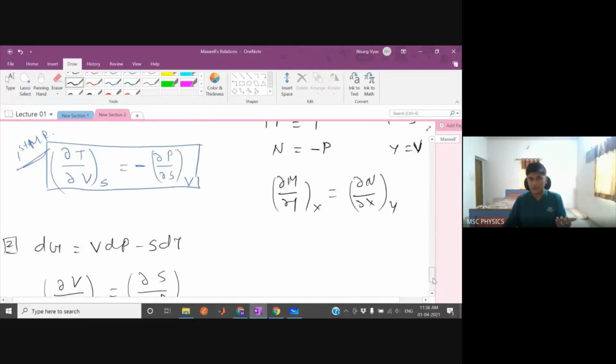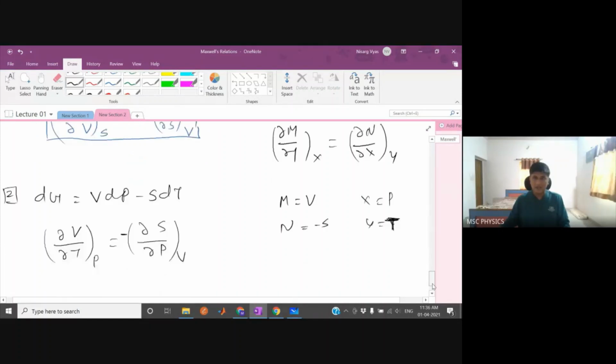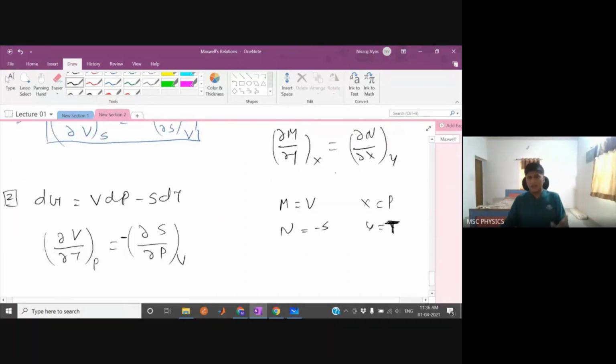Since it is a beginning for you guys, you can write M equal to V, and N, oh sorry, there is a minus sign, N equal to minus S, then x equal to P, and y equal to T. You can write it like this, and then eventually del M by del y at constant x equal to del N by del x at constant y. So this is the second Maxwell relation.